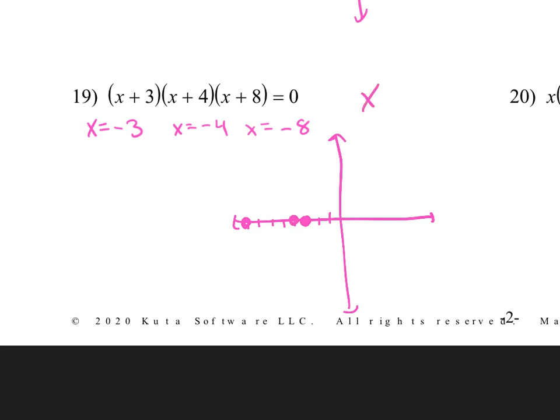So how many x's do we have here? 3. Do any of them have a negative sign in front? No. So what's our right arrow going to do? Up. Right arrow goes up because it's positive. And what about our left arrow? Down. Down because it's odd. So odd means opposite directions. So our left arrow goes out of the point farthest to the left, and our right arrow goes out of the point farthest to the right. And then we just connect our dots.